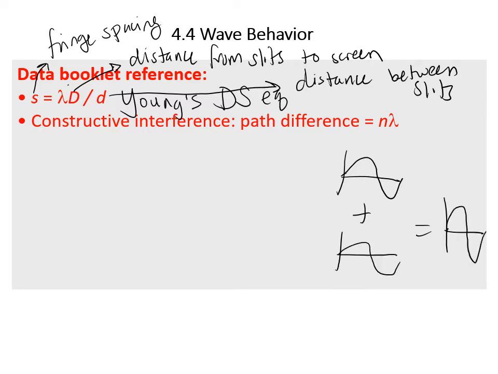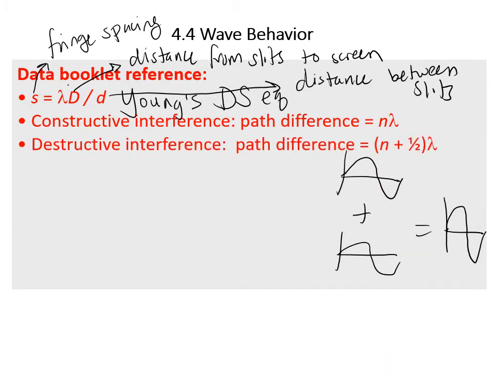This is constructive interference. When, however, the path difference between the waves meeting at some distance is a half integer multiple of the wavelength, the waves will cancel out. So n plus 1/2 times the wavelength. More on this as we continue.